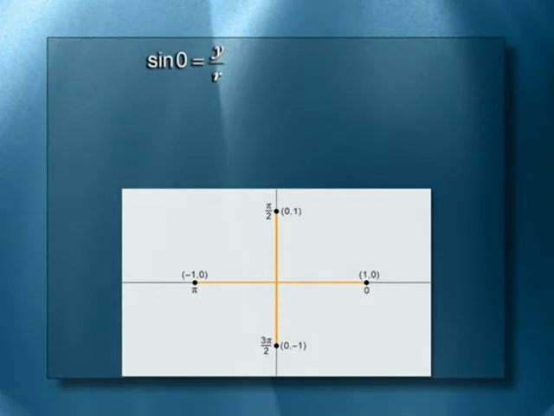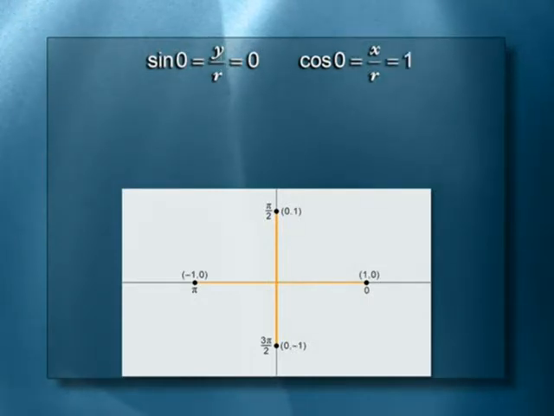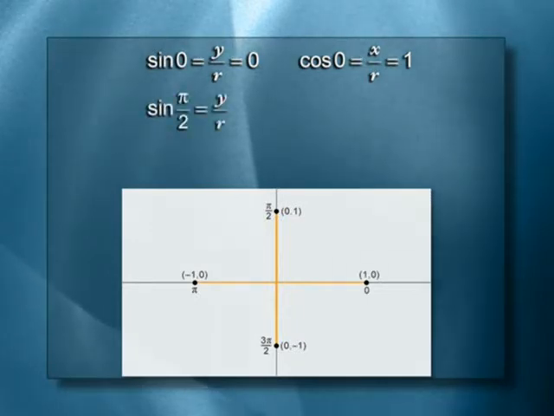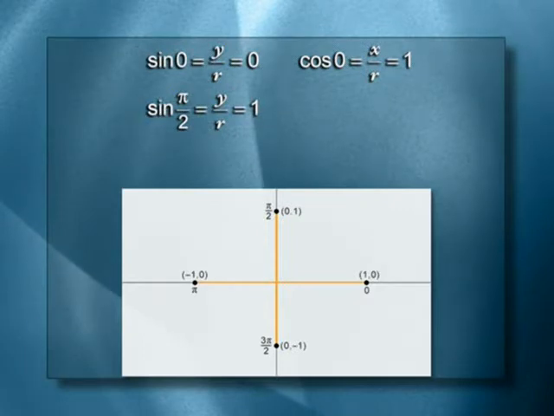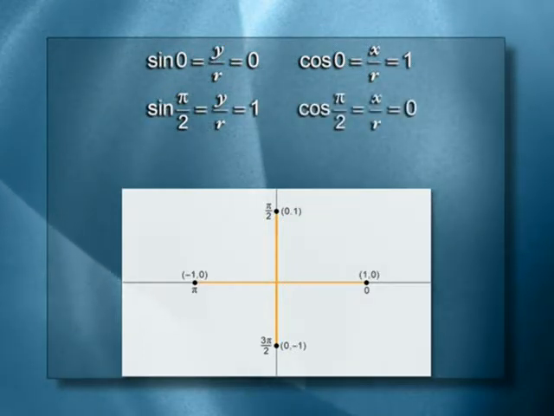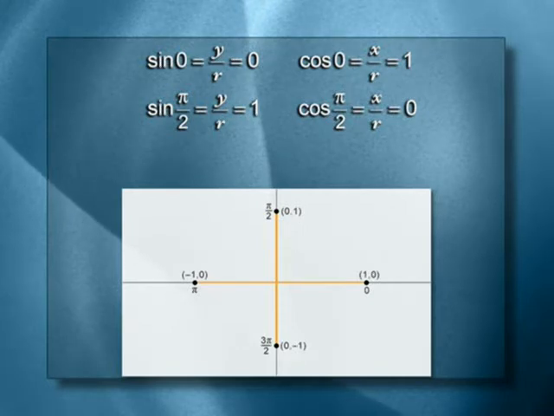So sine of 0 is 0, the y value. What's cosine of 0? It's the x value, 1. So sine of 0 is 0, cosine of 0 is 1. Let's swing over to pi over 2. What is sine of pi over 2? Well, that's going to be 1. That's the y value, but cosine is 0 there, isn't it? And you can keep going. You can calculate sine and cosine for these 4 crucial values.